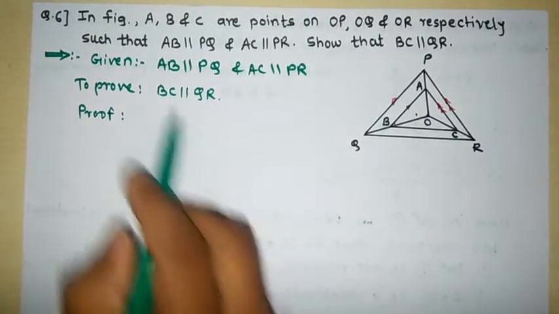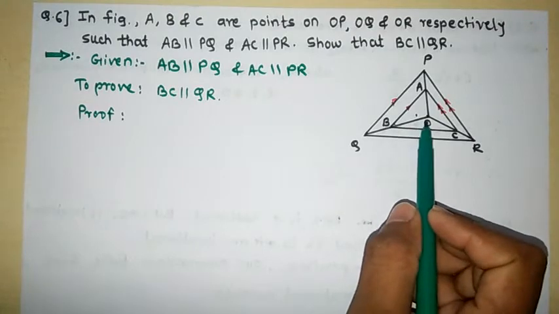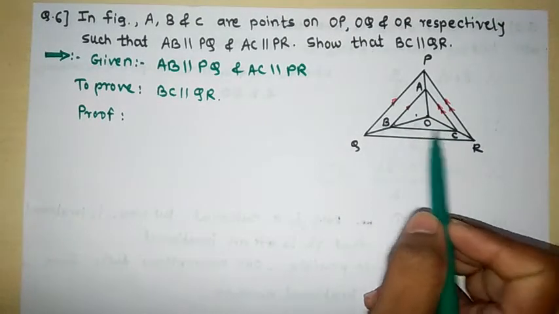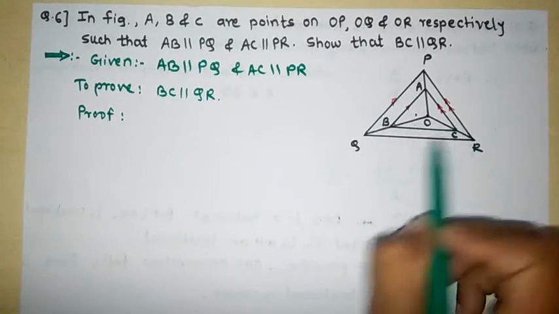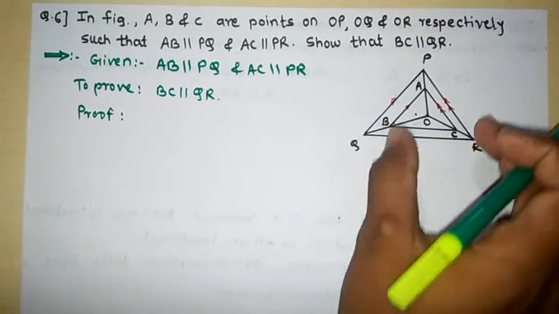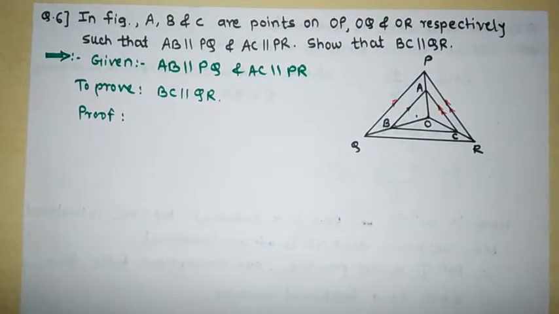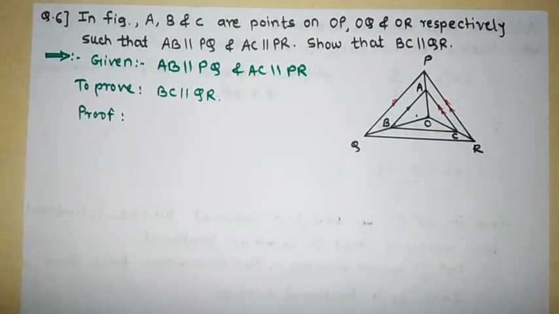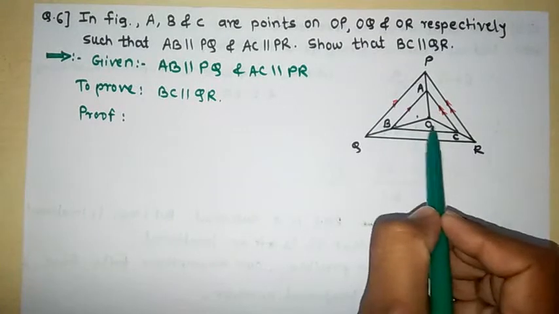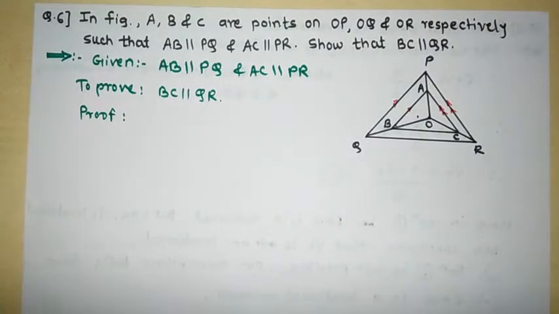How can we prove this? BC parallel to QR is possible when, see here, in the triangle OQR, we show that OB by BQ is equal to OC by CR, that is, this line BC divides the sides OQ and OR in the same ratio. Then only we can say that BC is parallel to QR. For that we have to show that OB divided by BQ is equal to OC divided by CR. This is our target. First we have to show this, then only we can say that BC is parallel to QR. How to show this?